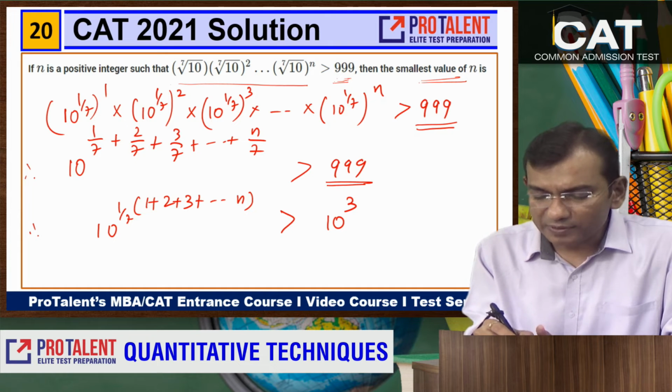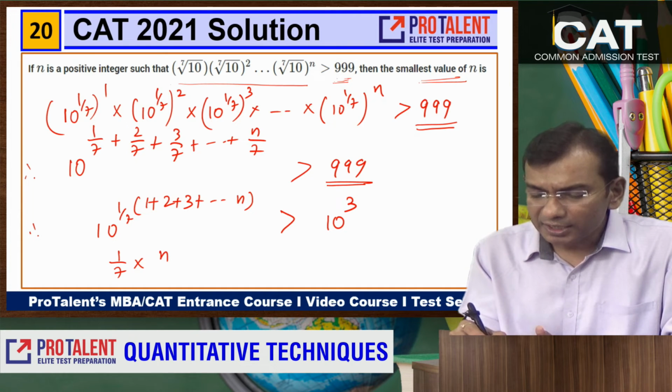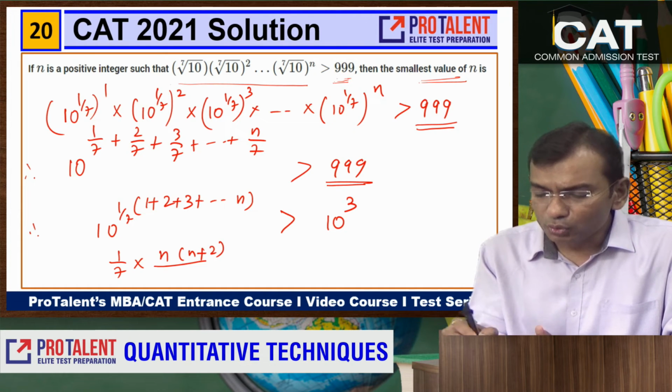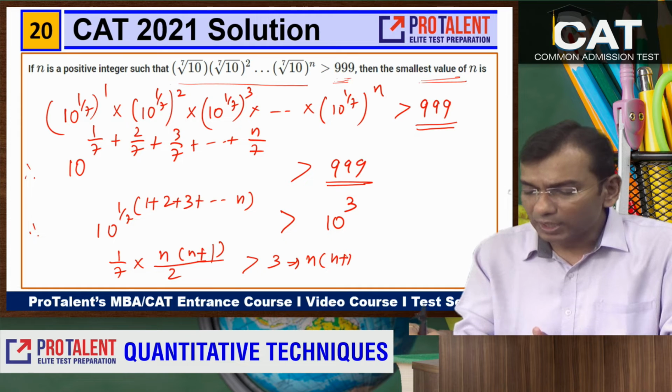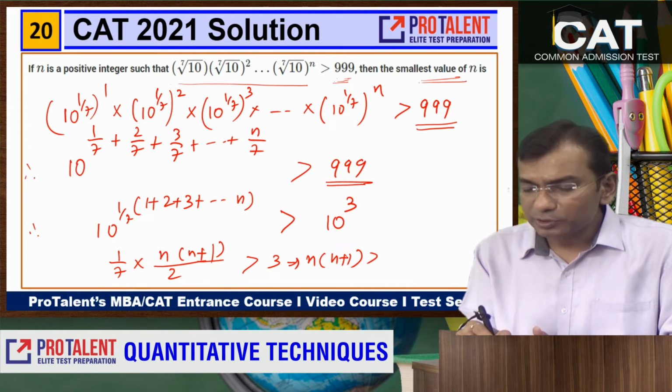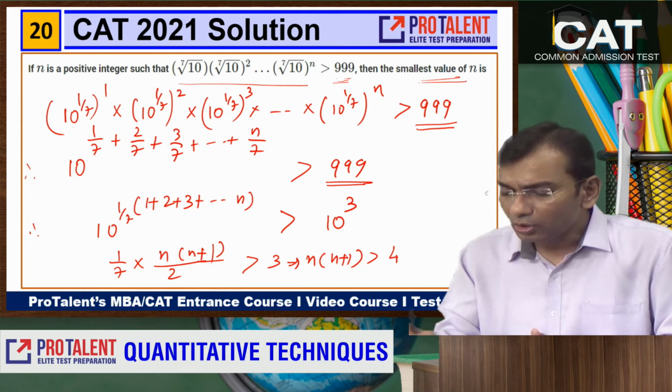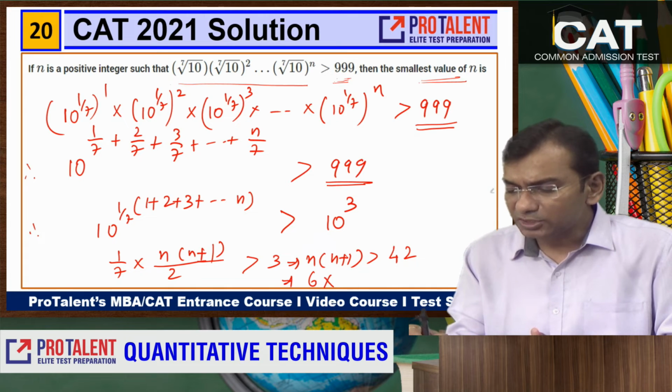Okay, so this is 1 by 7 common. This is n into (n plus 1) by 2. This is plus 1 by 2 is greater than 3. So this is n into (n plus 1) is greater than 7 2s are 14, 3s are 42. और ये होगा आपका 6 into 7.